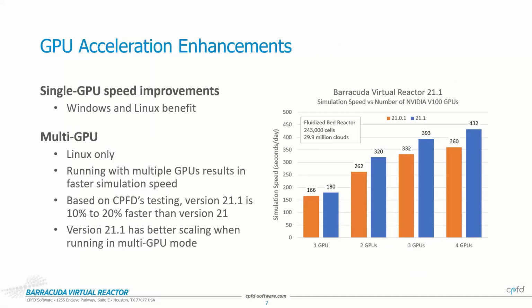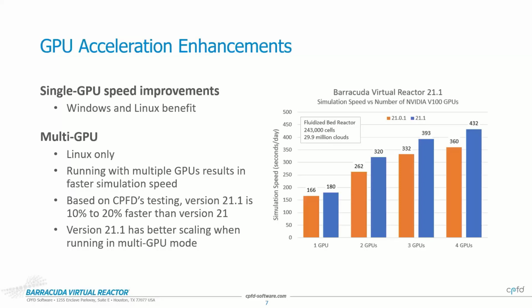One thing that we've continued to work on is improving the GPU acceleration performance in Barracuda. And every user who runs Barracuda in GPU parallel mode will benefit from this, both on Windows and Linux. The plot on this slide shows timing results for a simulation with about 240,000 real cells and almost 30 million clouds. This was run on one of our DGX-1 systems that has 8 NVIDIA V100 cards. The orange bars show simulation speed for version 21, and the blue bars are for this newer release, 21.1.